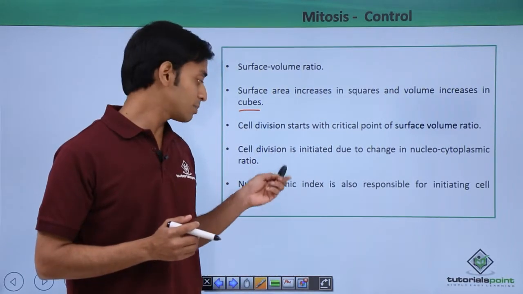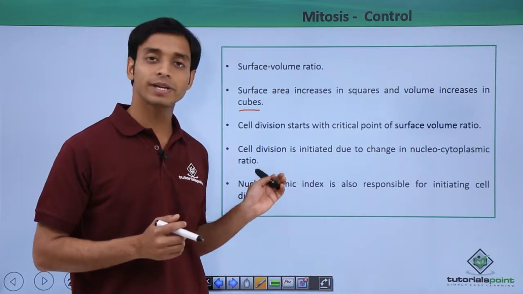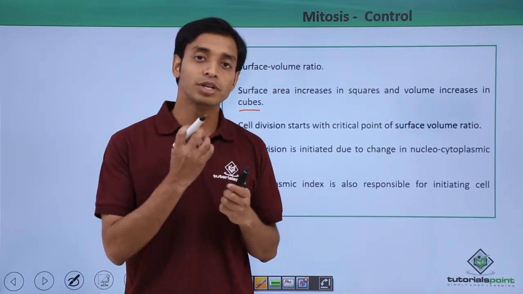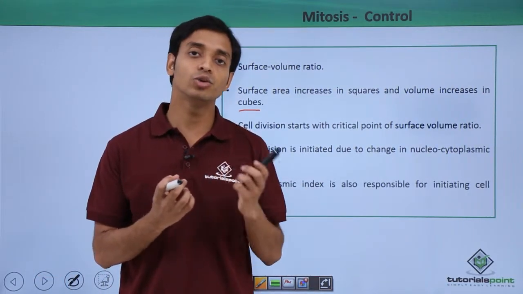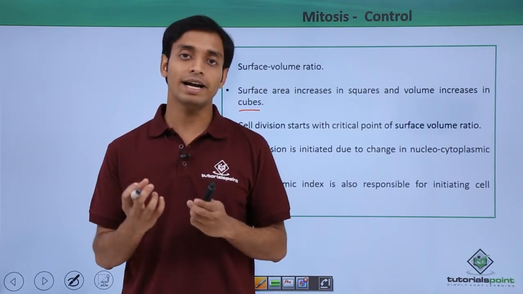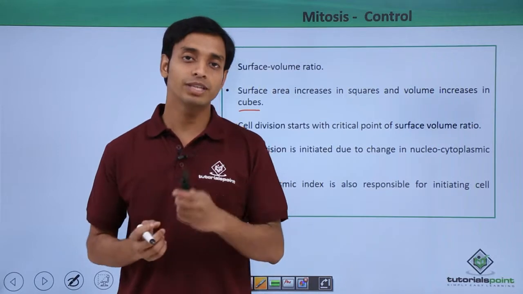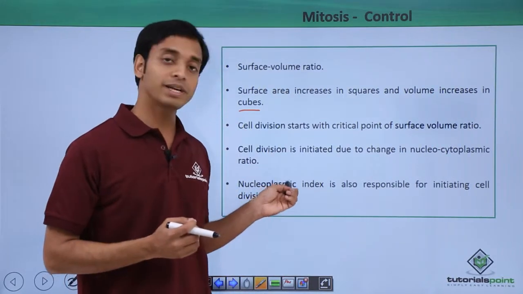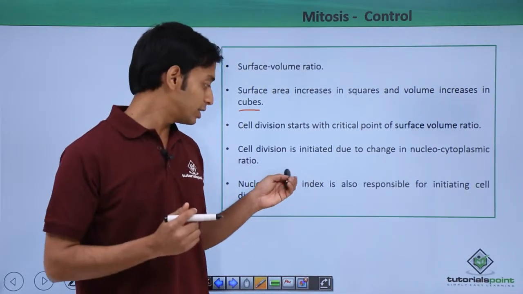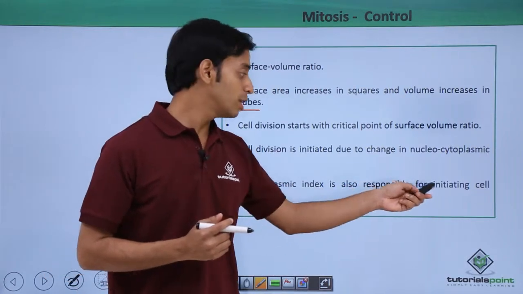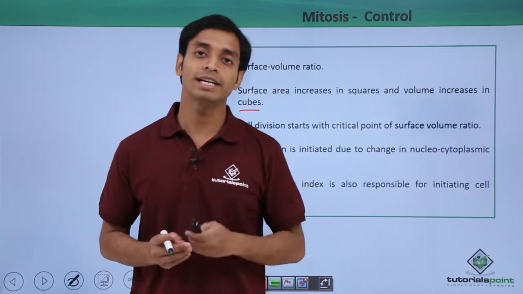The nucleoplasmic index. So what is the nucleoplasmic index? It is the amount of the nucleic acid mass, the nuclear mass, compared with that of the cytoplasmic mass. When these two reach an equilibrium, this is known as the nucleoplasmic index of a particular cell. Now this index is also responsible for initiating the process of cell division.